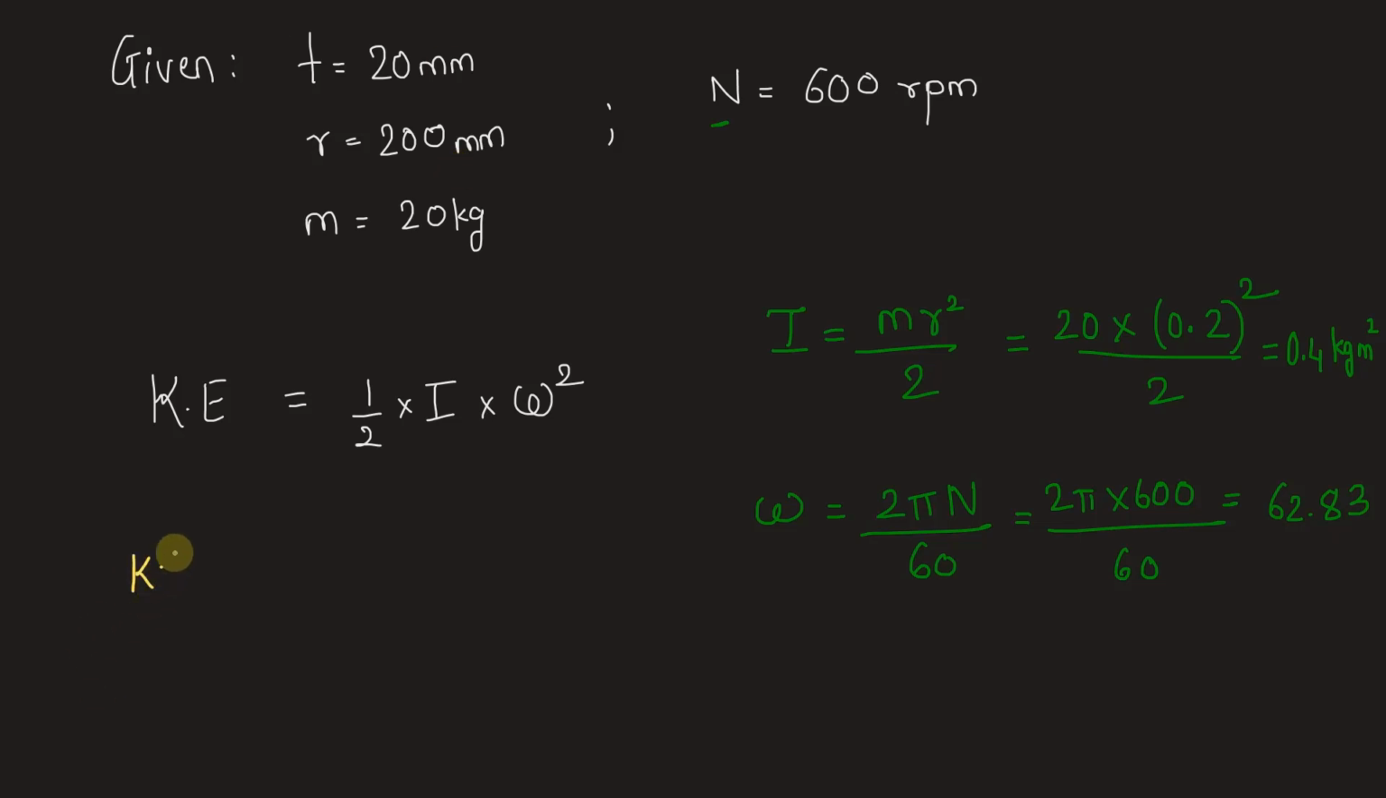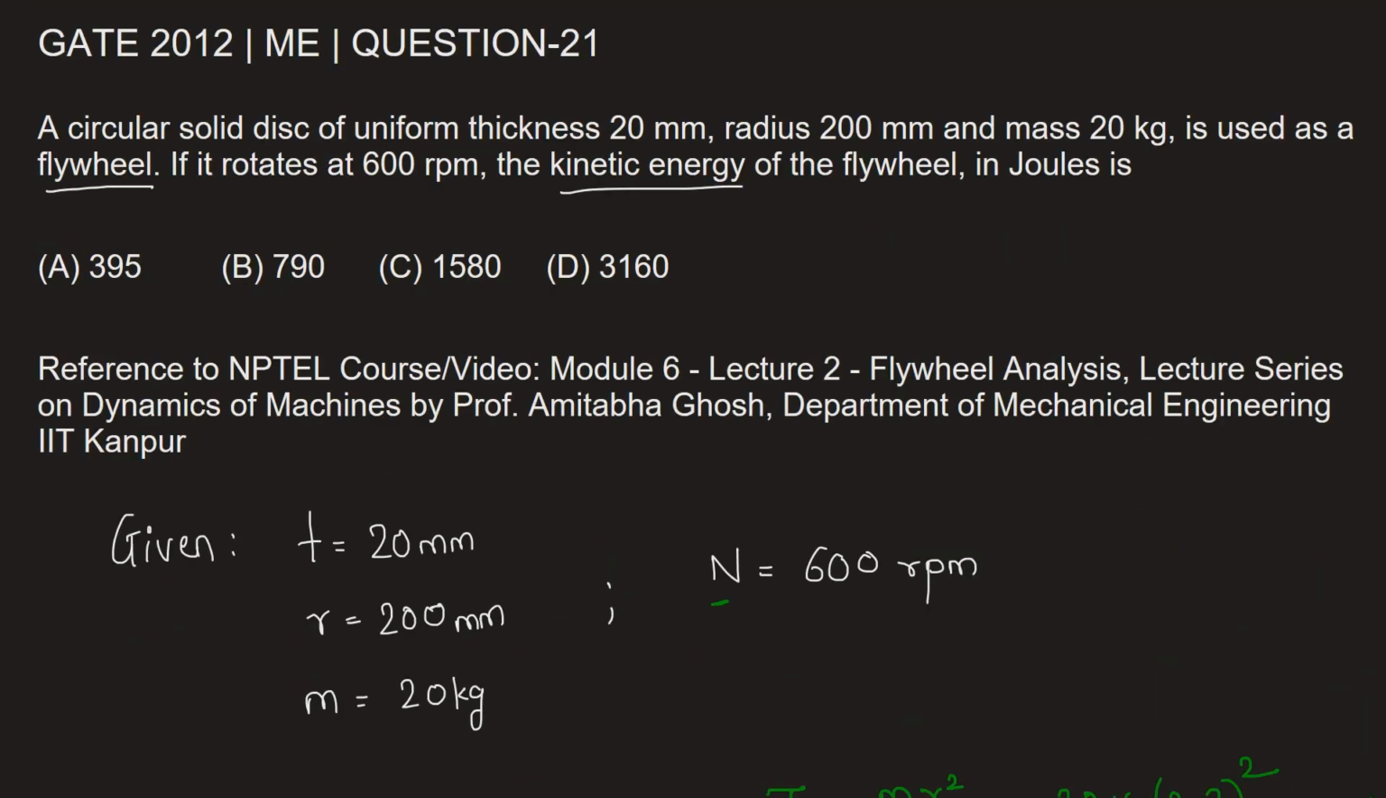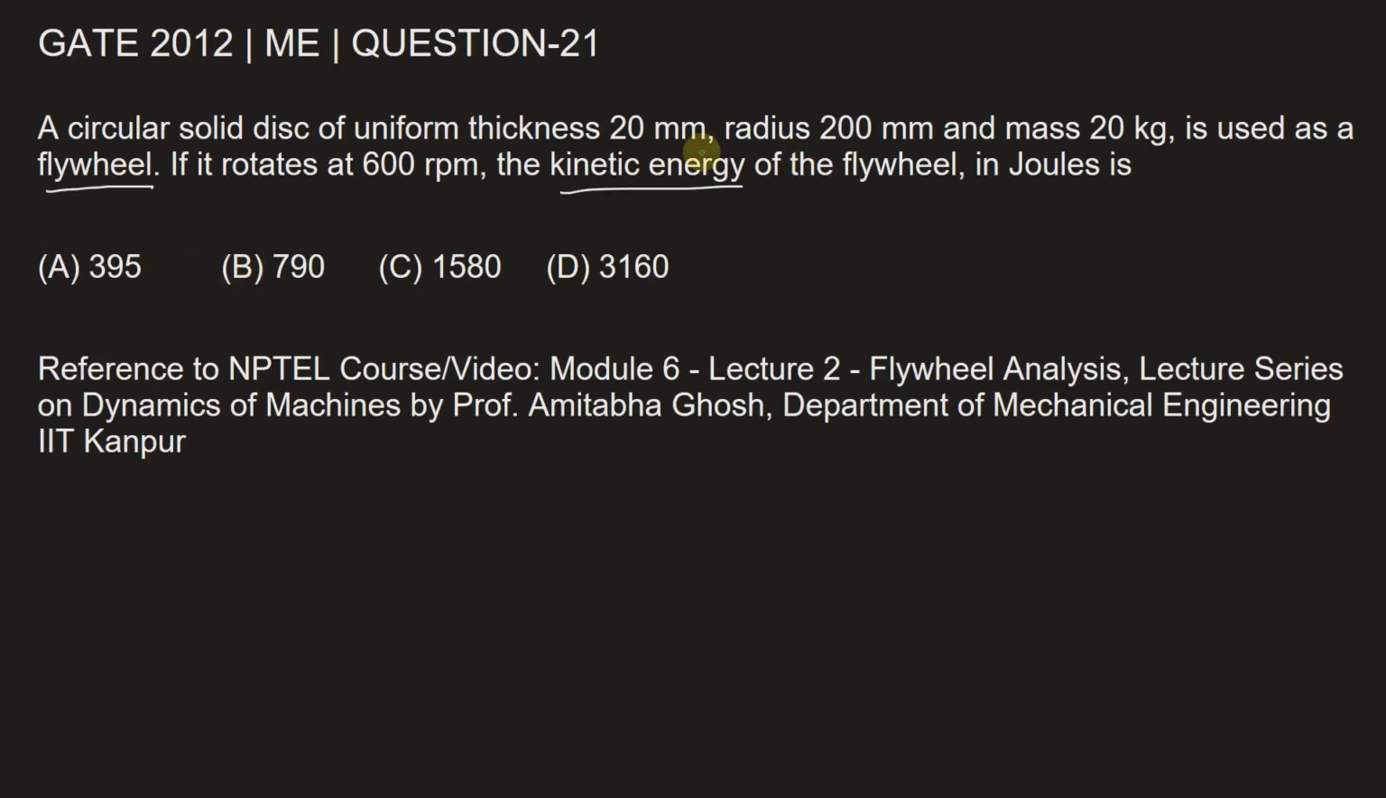Let's substitute and find out the kinetic energy. We have kinetic energy is equal to half into 0.4 into 62.83 squared. This when calculated in the digital calculator gives us the kinetic energy of flywheel, which is 789.57, almost equal to 790. The unit is joules. Let's go back and mark the correct option. So we have the answer. Kinetic energy of flywheel in joules is 790.